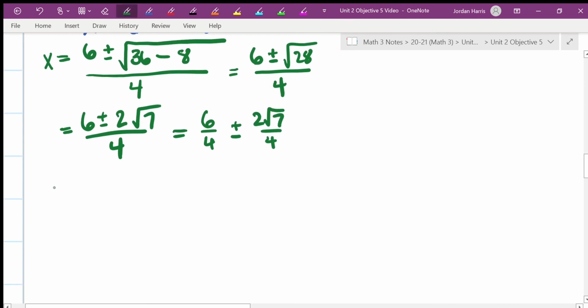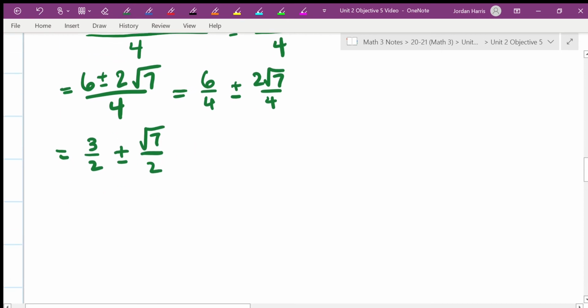And simplify everything. So the first one is 2 as in both. So 3 over 2 plus or minus. The 2 and the 4 can simplify. Remember, outside divided by outside. So that's 1 or just root 7 over 2. And that is one acceptable way to write the answer. I always write them out because when they ask for how many solutions, you would be amazed how many people write 1.